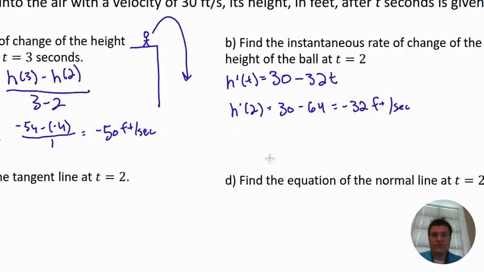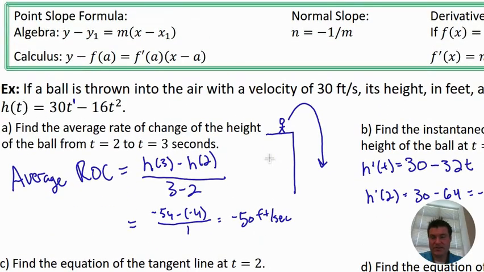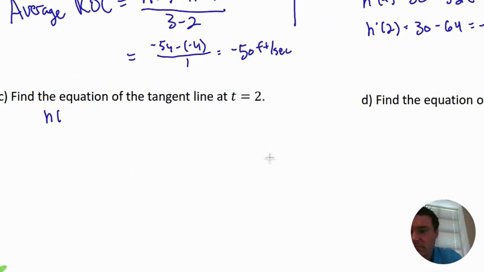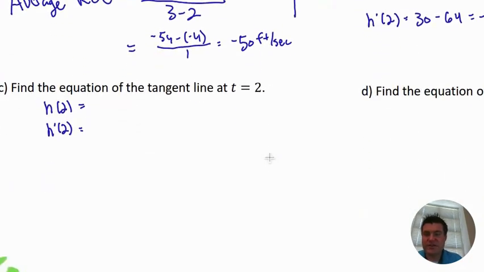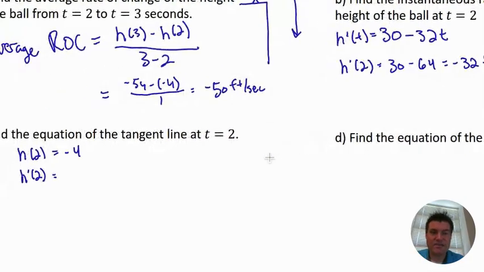Okay, so now we're going to take this answer right here, and we're going to find the equation of a tangent line, which again is above right here. So I need h of 2. I need h prime of 2. And then I'll have everything. So h of 2, which I did in the previous part, is negative 4. h prime of 2 is negative 32.